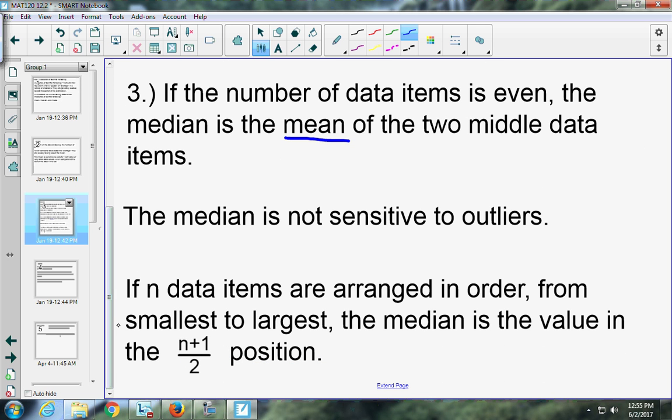One other thing to keep in mind for the median is if you have a large set of data, or if you're looking at the data in a frequency distribution, we have a formula to find the position of the median. We use this definition at the bottom. If n data items are arranged in order from smallest to largest, the median is the value in the (n plus 1) over 2 position. We'll deal with an example of that in class.